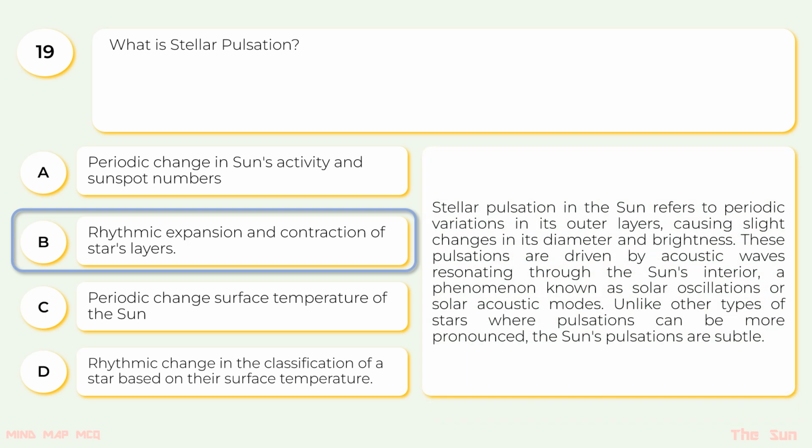Stellar pulsation in the sun refers to the periodic variation in its outer layers, causing slight changes in its diameter and brightness. These pulsations are driven by acoustic waves resonating through the sun's interior, a phenomenon known as solar oscillations or solar acoustic modes. Unlike other types of stars where pulsations can be more pronounced, the sun's pulsations are subtle.